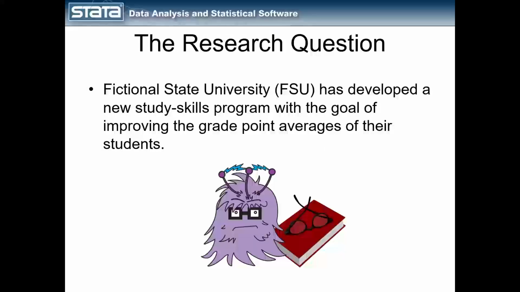So the data, this is completely fake data. So don't believe anything you're about to see. But this is the story that goes with the data set. Fictional State University has developed a new study skills program with the goal of improving the students' grade point averages. So the treatment is the study skills program, the outcome of interest is students' GPA.